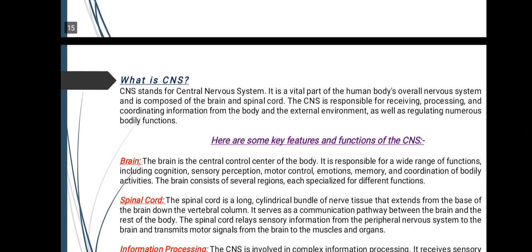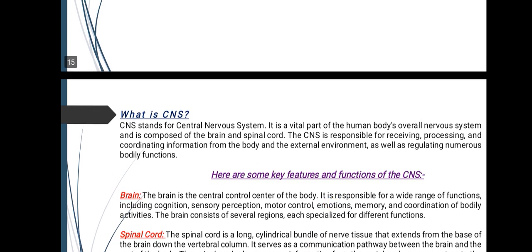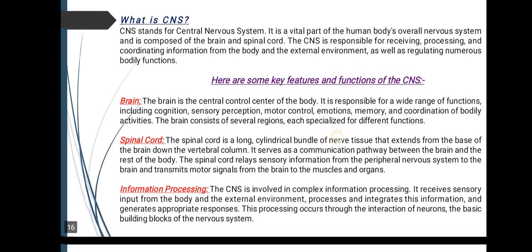Now, what is the central nervous system? We all know something about the central nervous system. It is a vital part of the human body's overall nervous system, and it is composed of the brain and spinal cord. The central nervous system is responsible for receiving, processing, and coordinating information from the body and the external environment, as well as regulating numerous bodily functions. Some key points and functions of the central nervous system: brain.